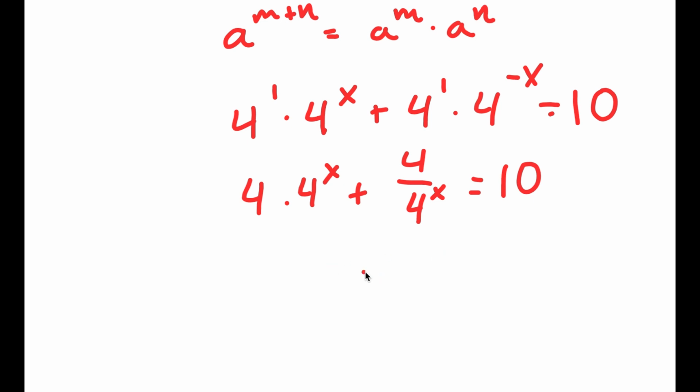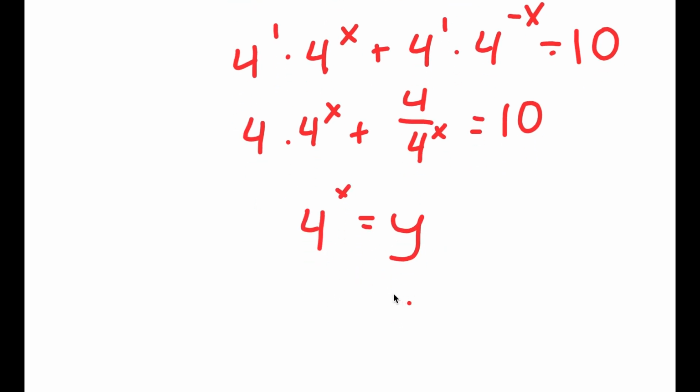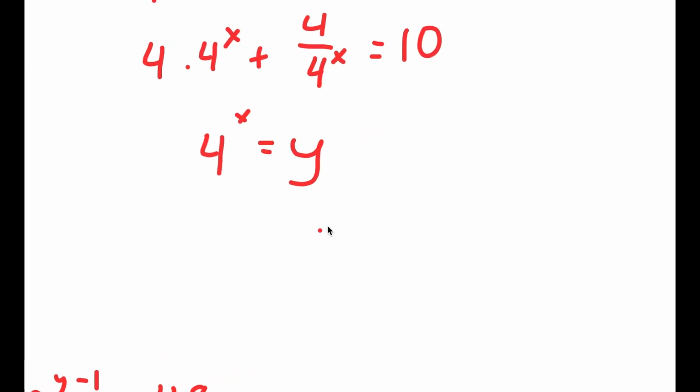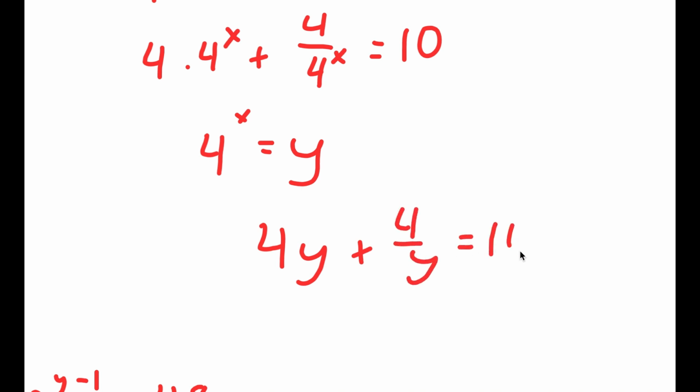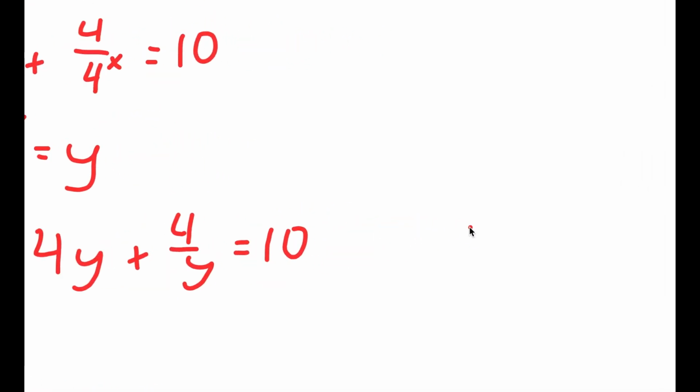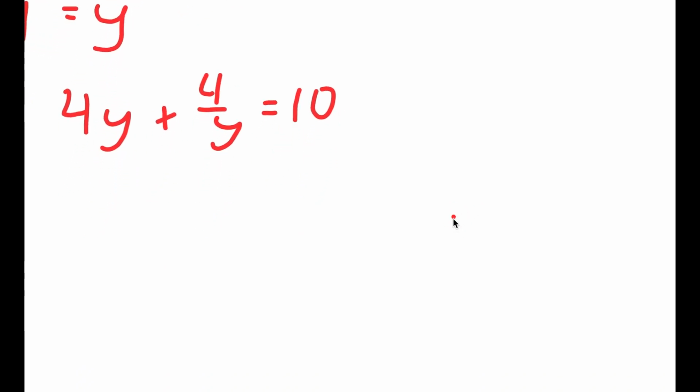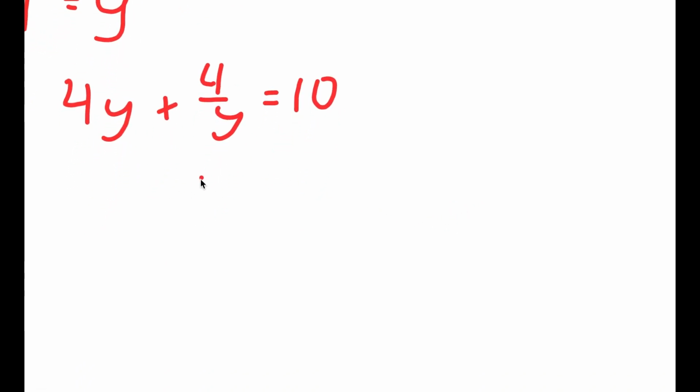So now, I'm going to let 4 to the power of x equal to the variable y. So now I have 4y plus 4 over y is equal to 10. And now, to solve this, I'm going to multiply both sides by y.